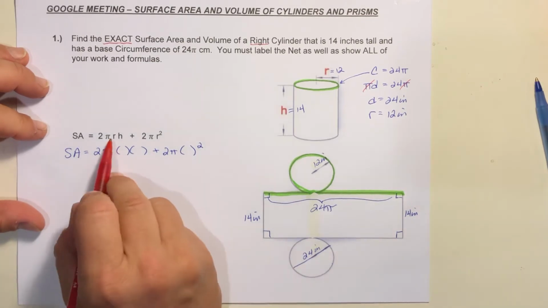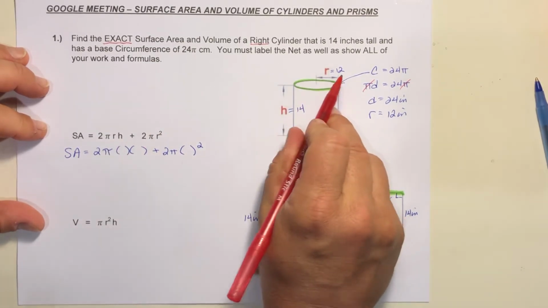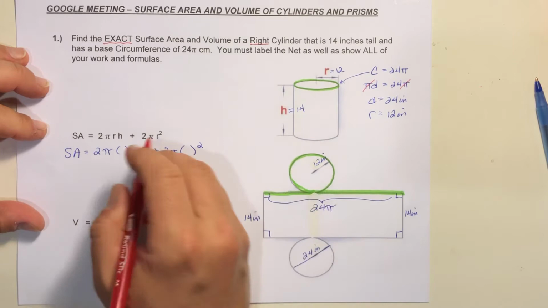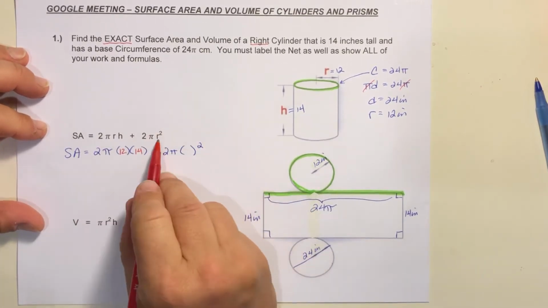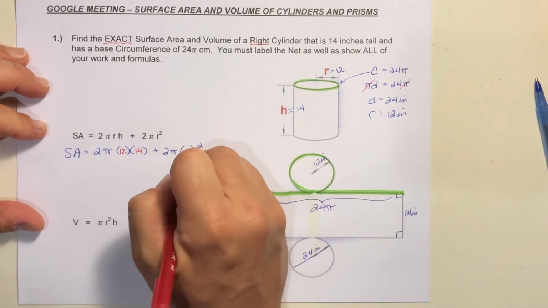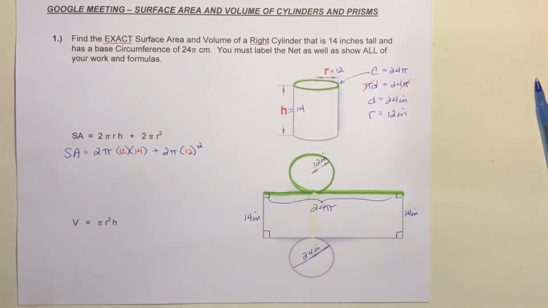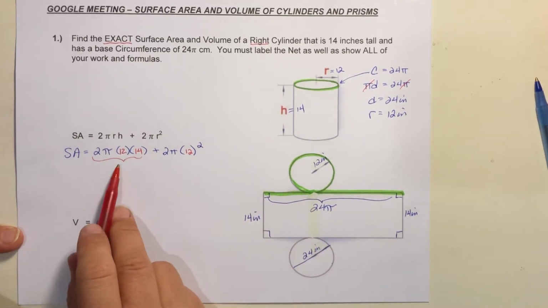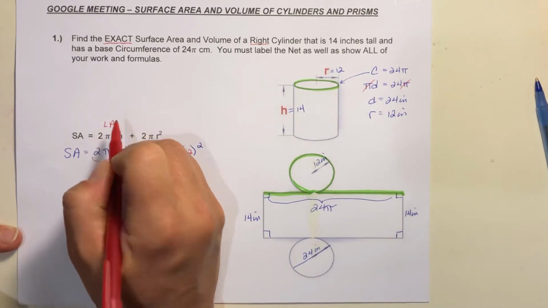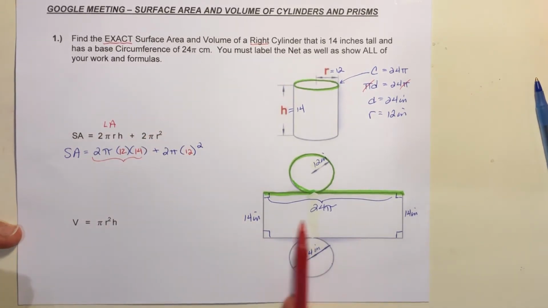What was my radius? That was 12. What was my height? That was 14. So I'm going to replace r and h with 12 and 14. My radius again was 12, so I'm going to substitute that here. Now we need to simplify this expression. I'm just going to do it in two pieces. Let's remember that this represents the lateral area. This is the rectangle part of it, right?